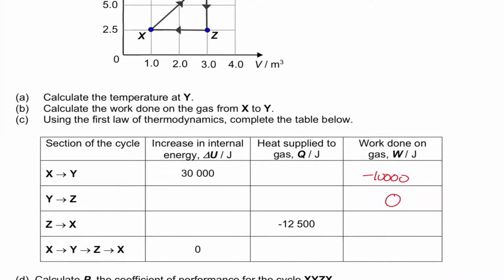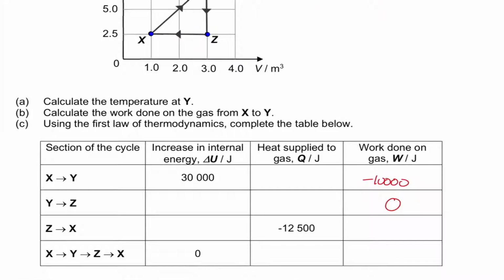Okay, and once you've done that, you realize that now you have delta U and W. So you can find Q. So Q here will be 40,000, because 40,000 plus negative 10,000, I will get 30,000. So this is 40,000 joules.